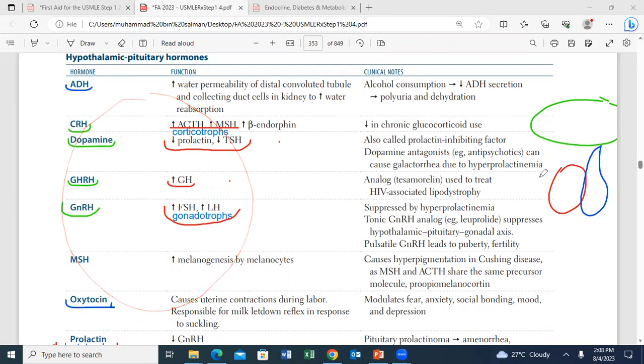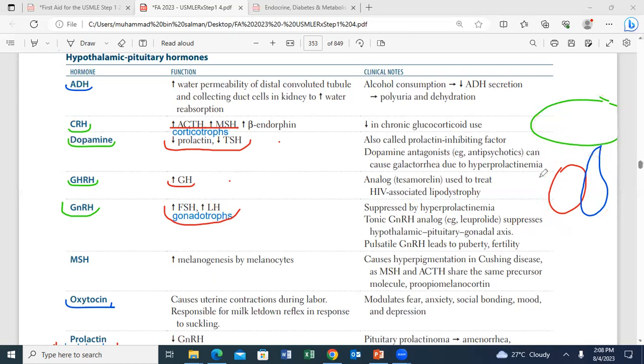These hormones are basically not organized on this page. They are in a haphazard manner. So first, let me arrange them for you. We have two main glands, the hypothalamus and the pituitary gland. The pituitary gland is further divided into the anterior pituitary and the posterior pituitary.